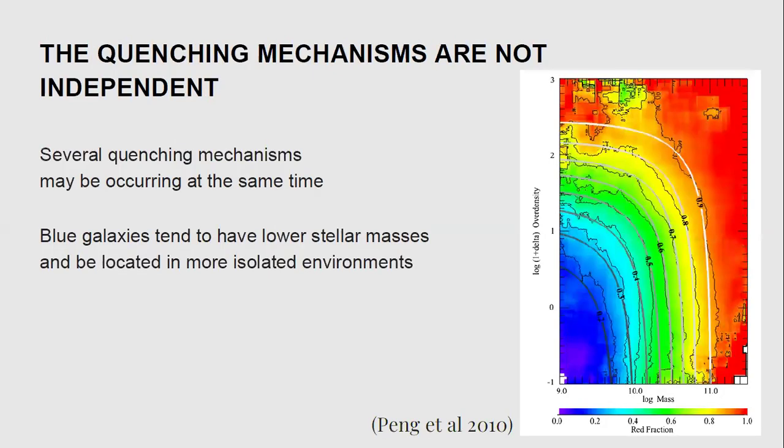But the quenching mechanisms are not independent; maybe they are occurring at the same time. And it's really useful to understand the Peng plot published in 2020 to understand what happens with different sizes of galaxies and where the galaxies are situated. In the y-axis, we have the overdensity, tracing the environment effect, and the stellar mass in the x-axis, like the size of the galaxy. And finally, in the color bar, we have the red fraction.